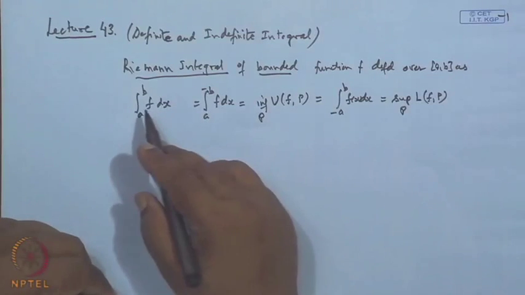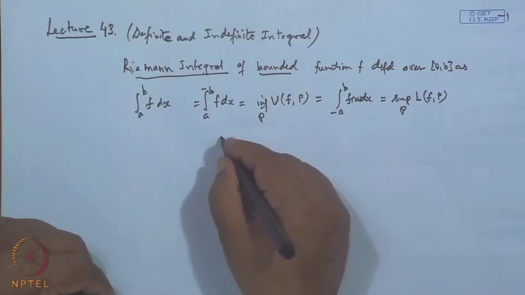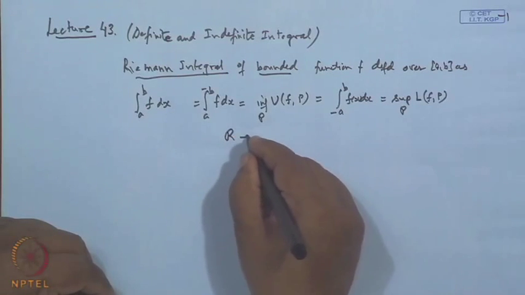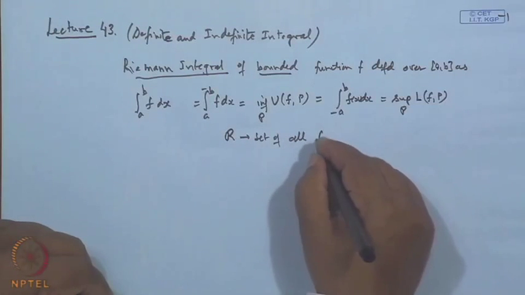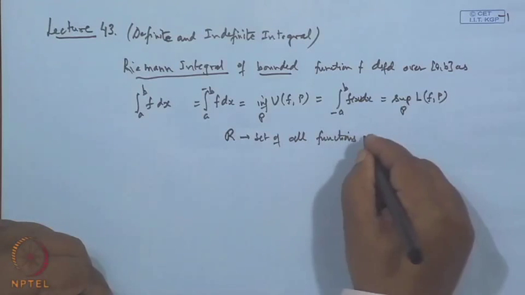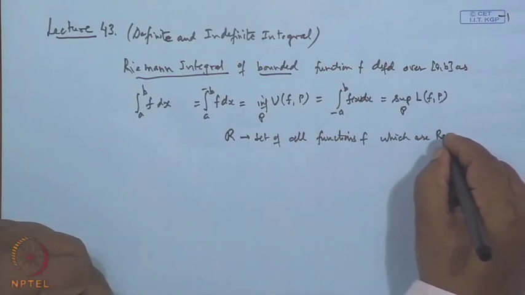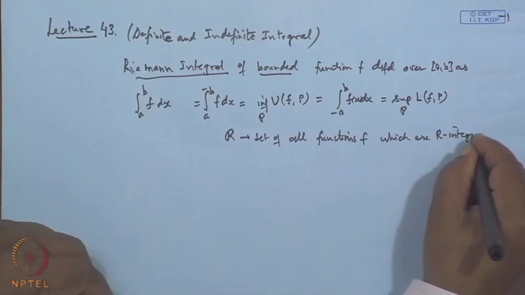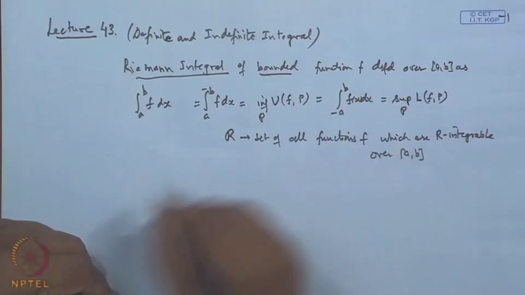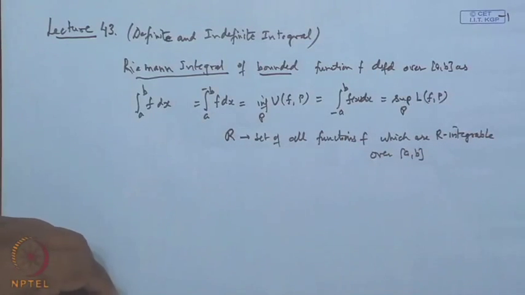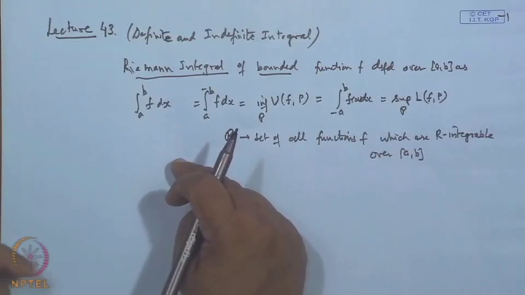it is a Riemann integral of the function f over the interval [a, b]. The class R is the set of all functions f which are Riemann integrable over the interval [a, b]. We denote it by this, so f will be an element of this class. This is the way we have introduced the concept of the Riemann integral.